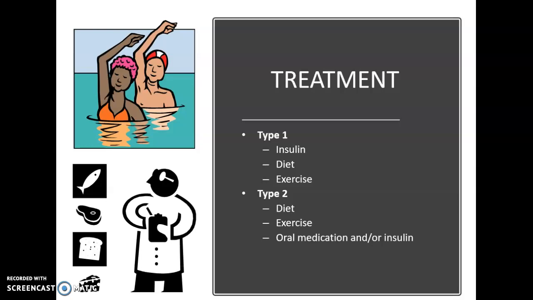Treatment for type 1 is going to be insulin, diet, and exercise. Type 2 is going to be diet, exercise, and they usually start with oral medication for type 2. If that doesn't work, then they'll go to insulin.